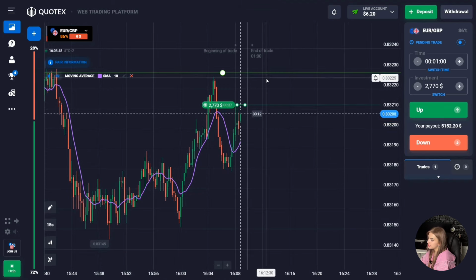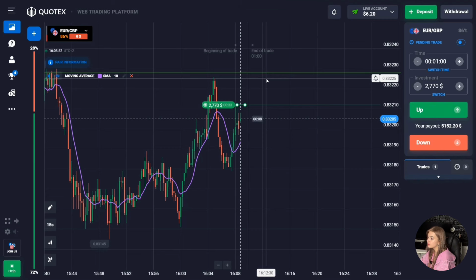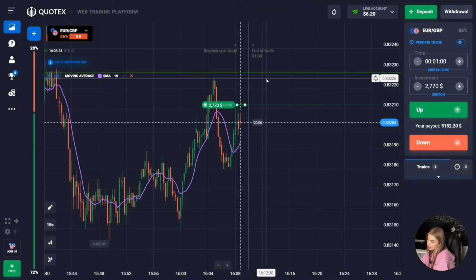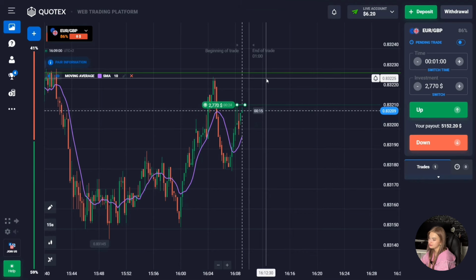We also see that there is still room for resistance level, and since the price is moving quite confidently, I think 1 minute will be enough in this situation. Well, my dear traders, let's wait for the result.